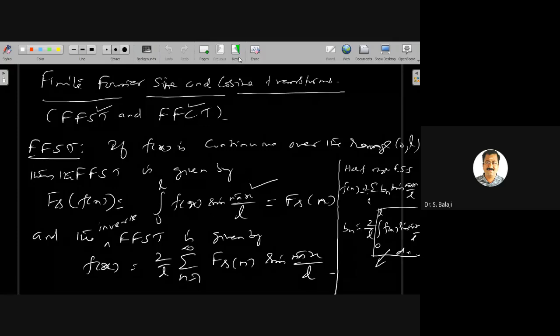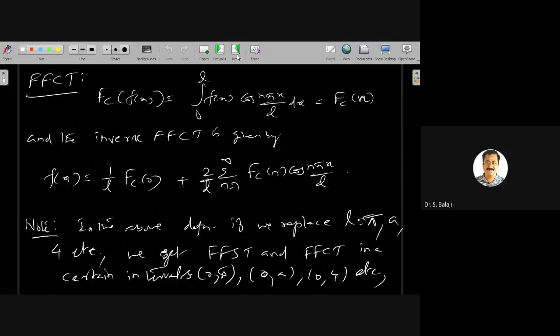Right. Similarly, the cosine transform, the finite half range cosine series. From that you can write the half range cosine series: the Fourier series is a naught by 2 plus the sum of a n cos(n pi x by L), where a n is 2 by L times the integral from 0 to L of f of x cos(n pi x by L) dx. The same thing you can apply.